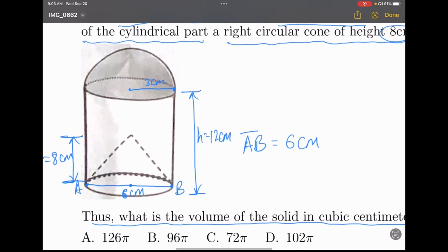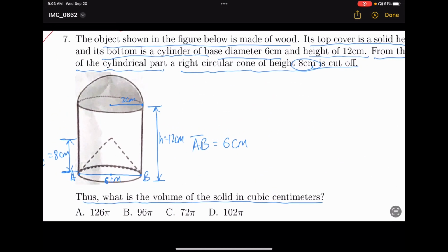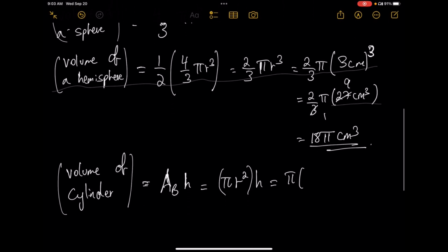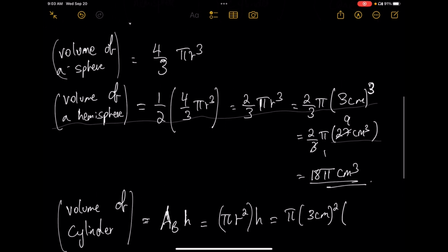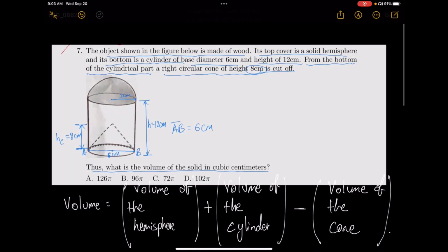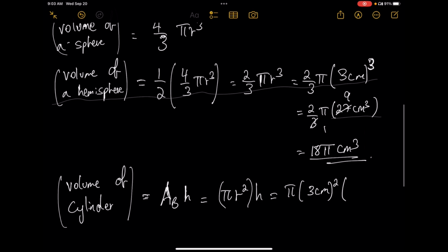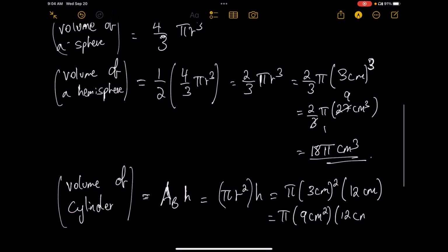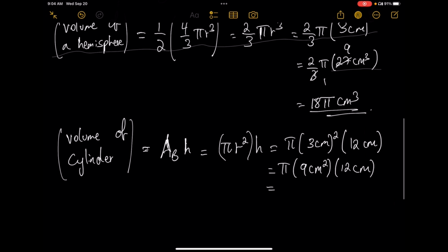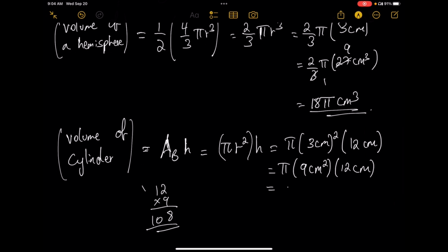The radius of the cylinder is 3 centimeters, because the diameter is 6, so the radius is 3 centimeters. Then 3 centimeters squared, and the height of the cylinder is 12 centimeters, so I multiply by 12 centimeters here. Which is equal to pi times 3 centimeters squared, that would be 9 centimeters squared multiplied by 12 centimeters, which will be equal to 12 times 9, 108 pi centimeters cubed. This is the volume of the cylinder.